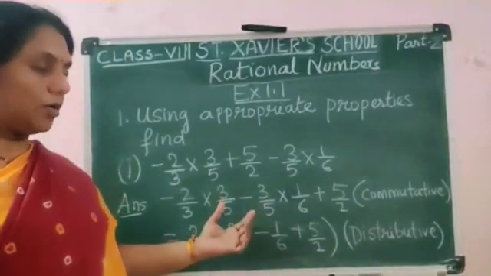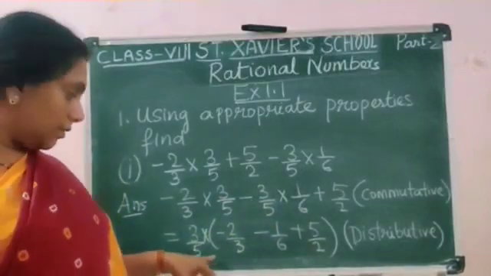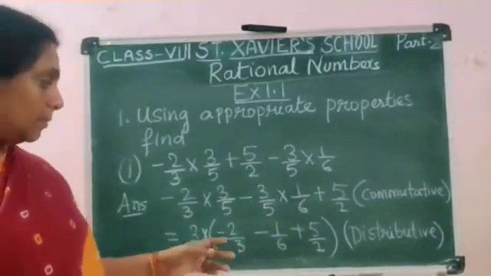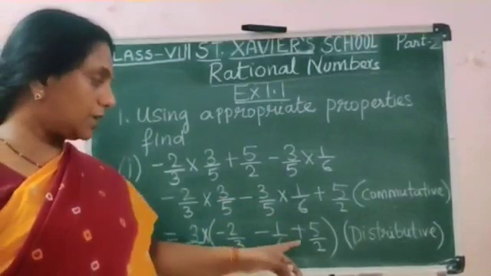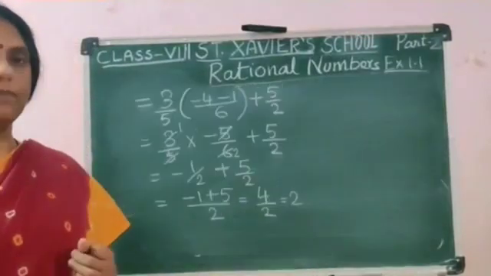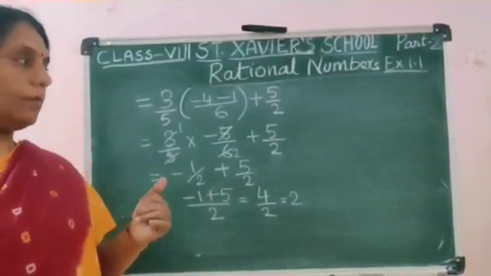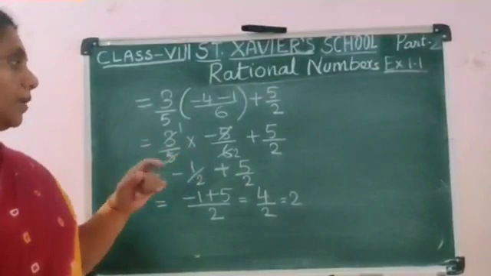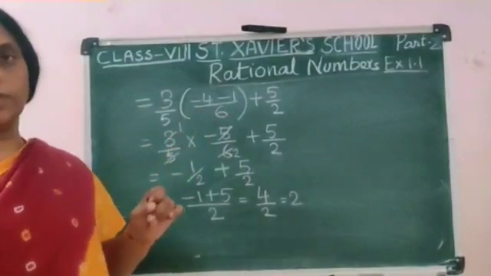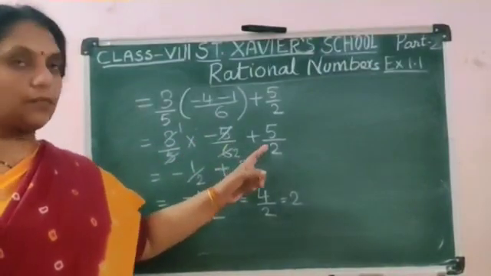Why have we done this? Because 3 by 5 is common in both, so we have taken 3 by 5 common. When we keep it outside, you will get 3 by 5 into minus 2 by 3 minus 1 by 6 plus 5 by 2. So here we have used the distributive property. Now we solve inside: minus 4 minus 1 by 6, and minus 4 minus 1 will become minus 5. So 3 by 5 into minus 5 by 6 plus 5 by 2.